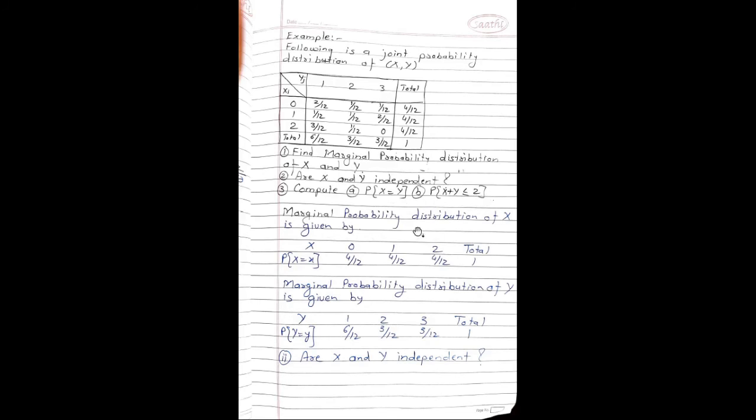So we will find the marginal probability distribution of x. We have to add 2 by 12 plus 1 by 12 plus 1 by 12. Total becomes 4 by 12. For x is equal to 1, 1 by 12 plus 1 by 12 plus 2 by 12, total becomes 4 by 12. For x is equal to 2, 3 by 12 plus 1 by 12 plus 0. So total becomes 4 by 12.